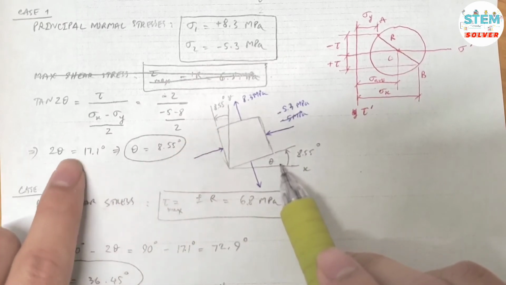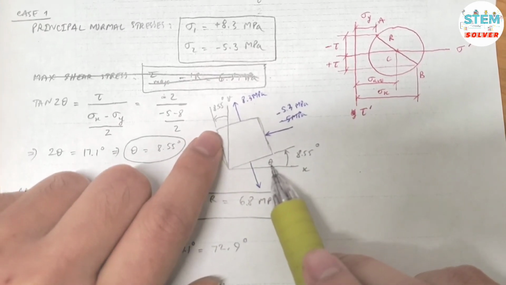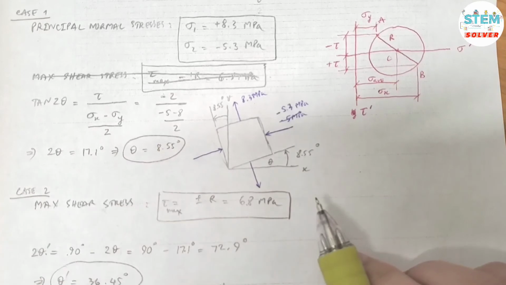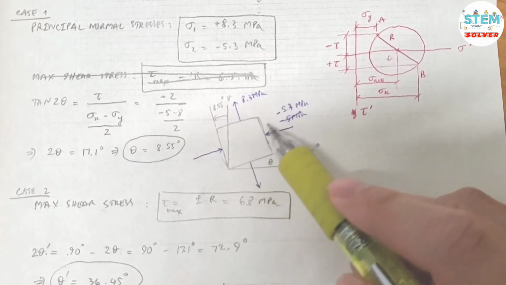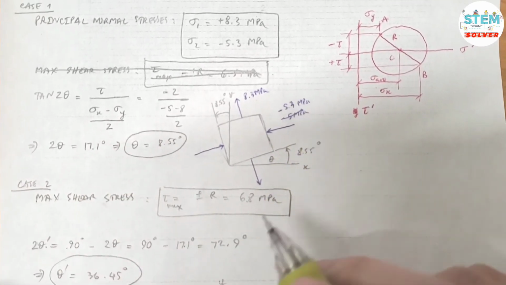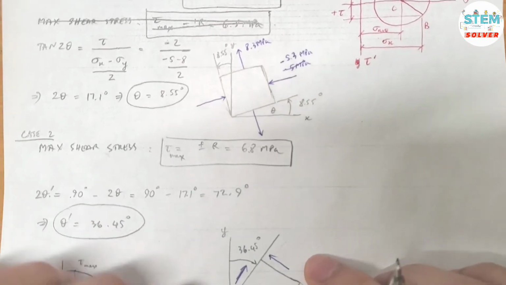Remember what I said earlier? You count this angle and this angle. That's why you have two theta. All right, so here it is for the first case of principal normal stresses. Now for the case of maximum shear stress.